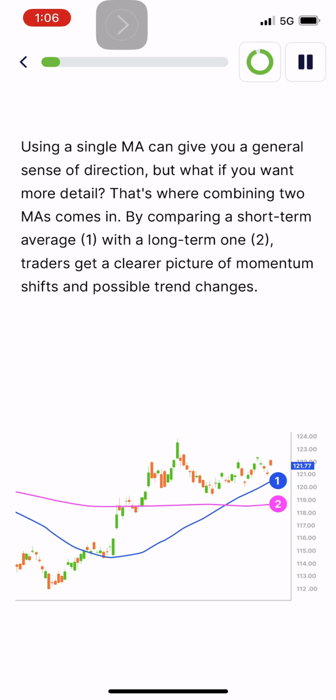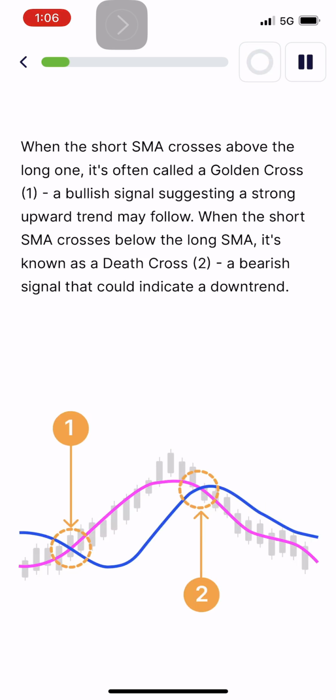possible trend changes. When the short SMA crosses above the long one, it's often called a golden cross, a bullish signal suggesting a strong upward trend may follow. When the short SMA crosses below the long SMA, it's known as a death cross, a bearish signal that could indicate a downtrend.